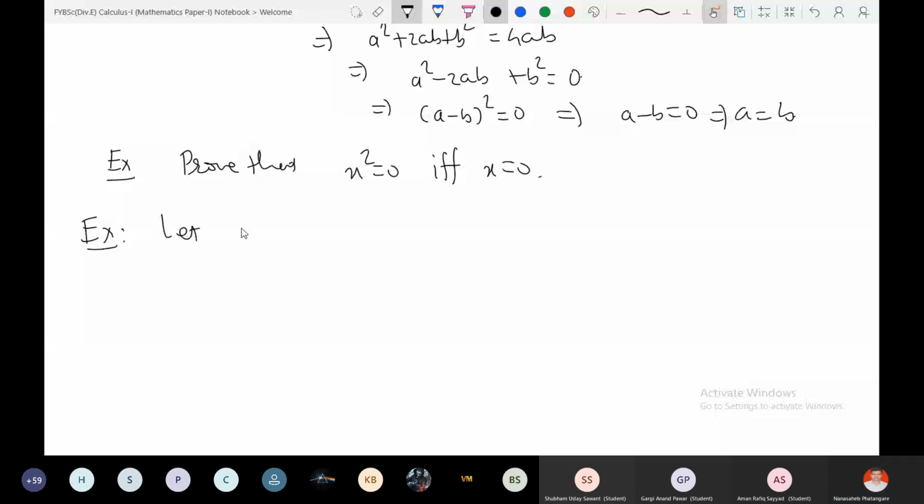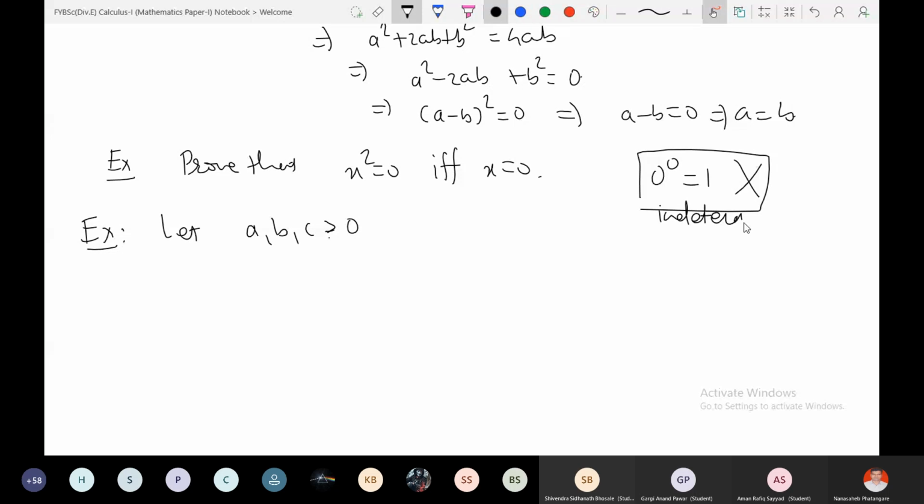Sir, how do we prove 0 power 0 is 1? 0 power 0 is 1 is not true. This is an indeterminate form, which is not defined. No value is defined to this number, 0 raised to 0.